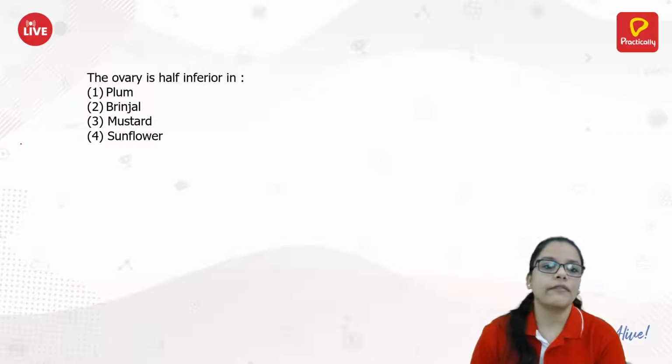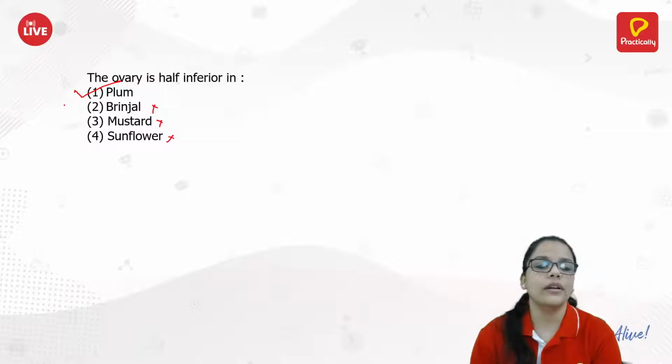The ovary is half inferior in plum, not brinjal or mustard or sunflower. The ovary is half inferior in plum.